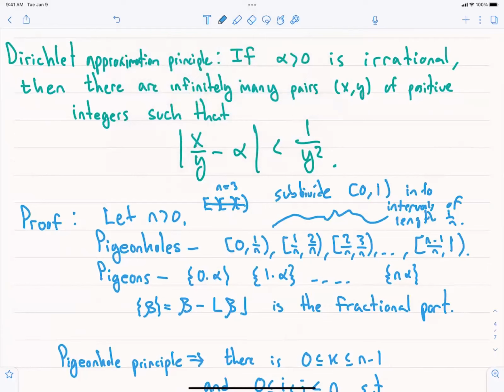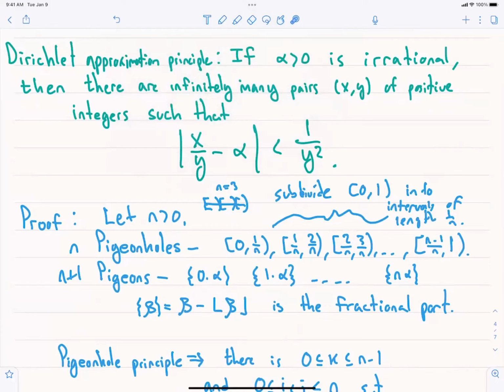And my pigeons, well, I'm going to take the multiples of my irrational number alpha from 0, so from 0 times alpha up to n times alpha. Since I'm going from 0 to n, this is n plus 1 pigeons. So n pigeonholes and n plus 1 pigeons. But I don't just take these multiples, I take their fractional part. So this is sort of like the part after the decimal point.